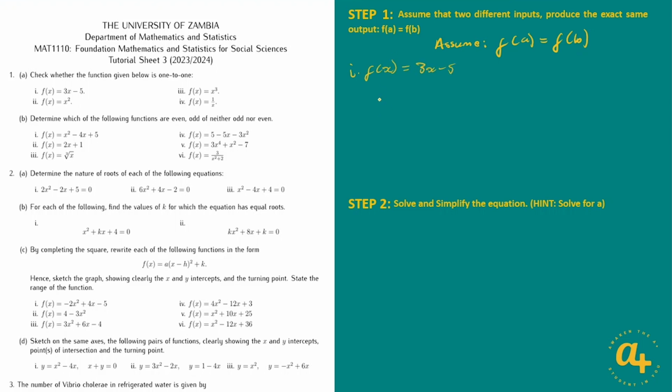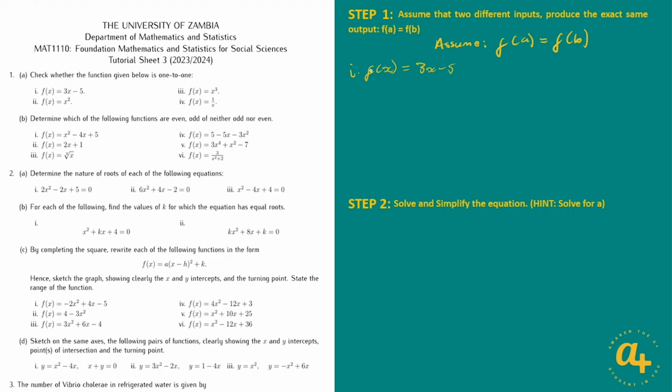Now, remember that when using the algebraic test to prove that the function is one-to-one, the first thing that we do is to assume that the function is producing two identical outputs, or rather, we assume that f of a is equal to f of b, because when f of a is equal to f of b, it means that a function is producing two identical outputs.